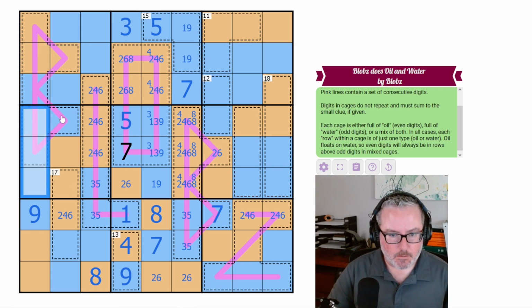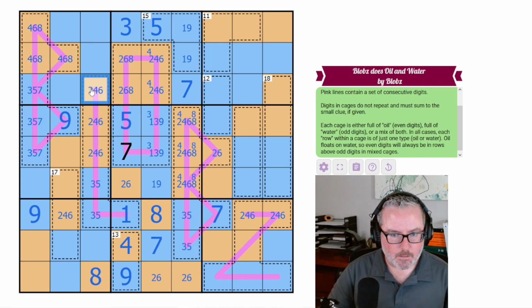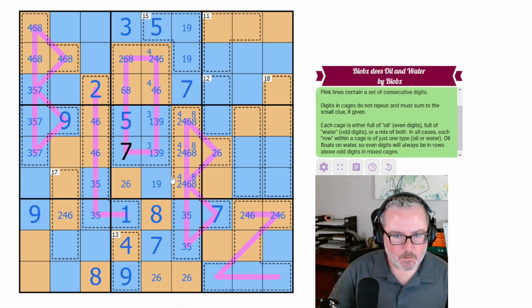Okay, let's look at this region. There's a 9 here, so this must be 9. So now we know that these have to be 7, 5, and 3. These have to be 4, 6, and 8 to work our Renban. Which means this is not 4 or 6, so it is 2. Get those out. These are not 2s. Alrighty.